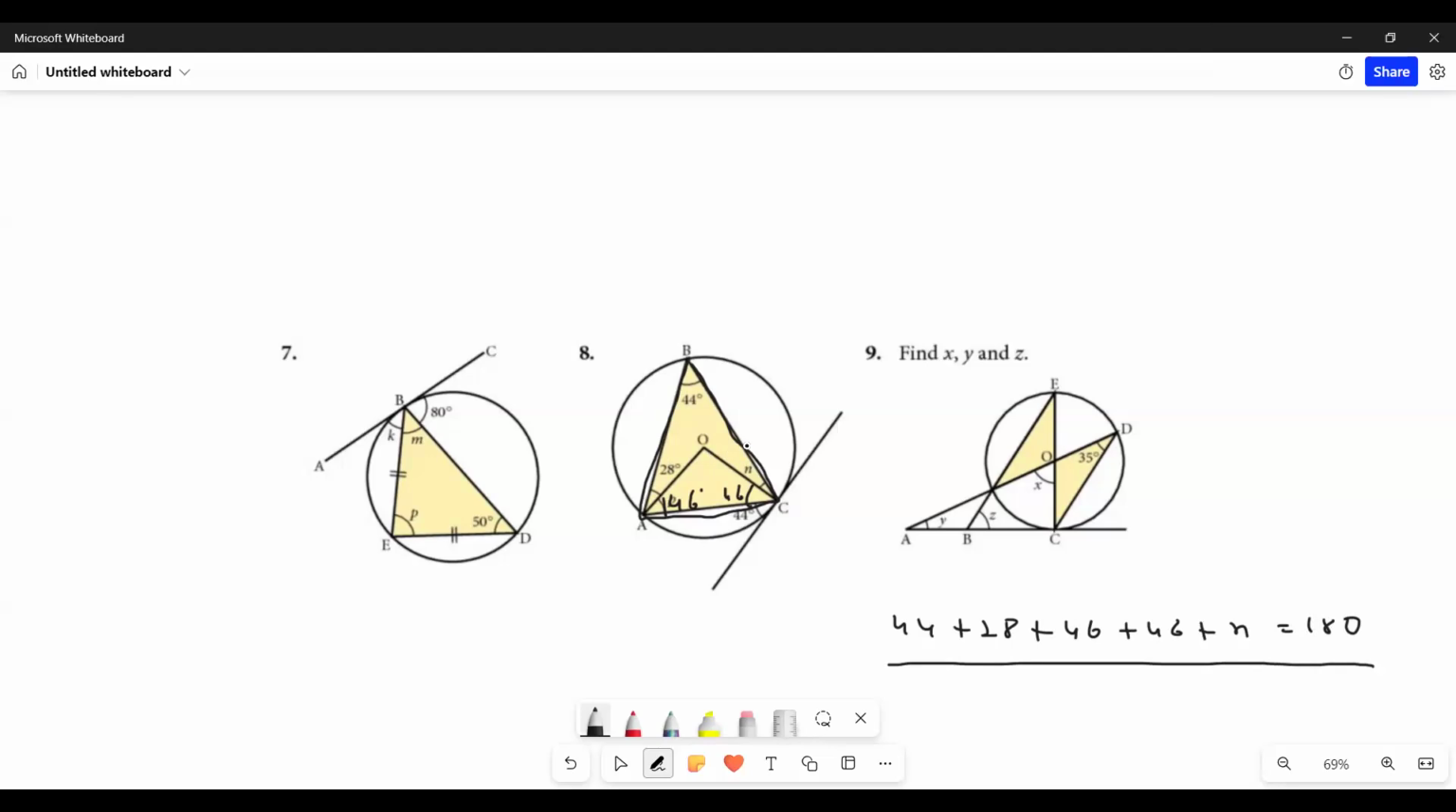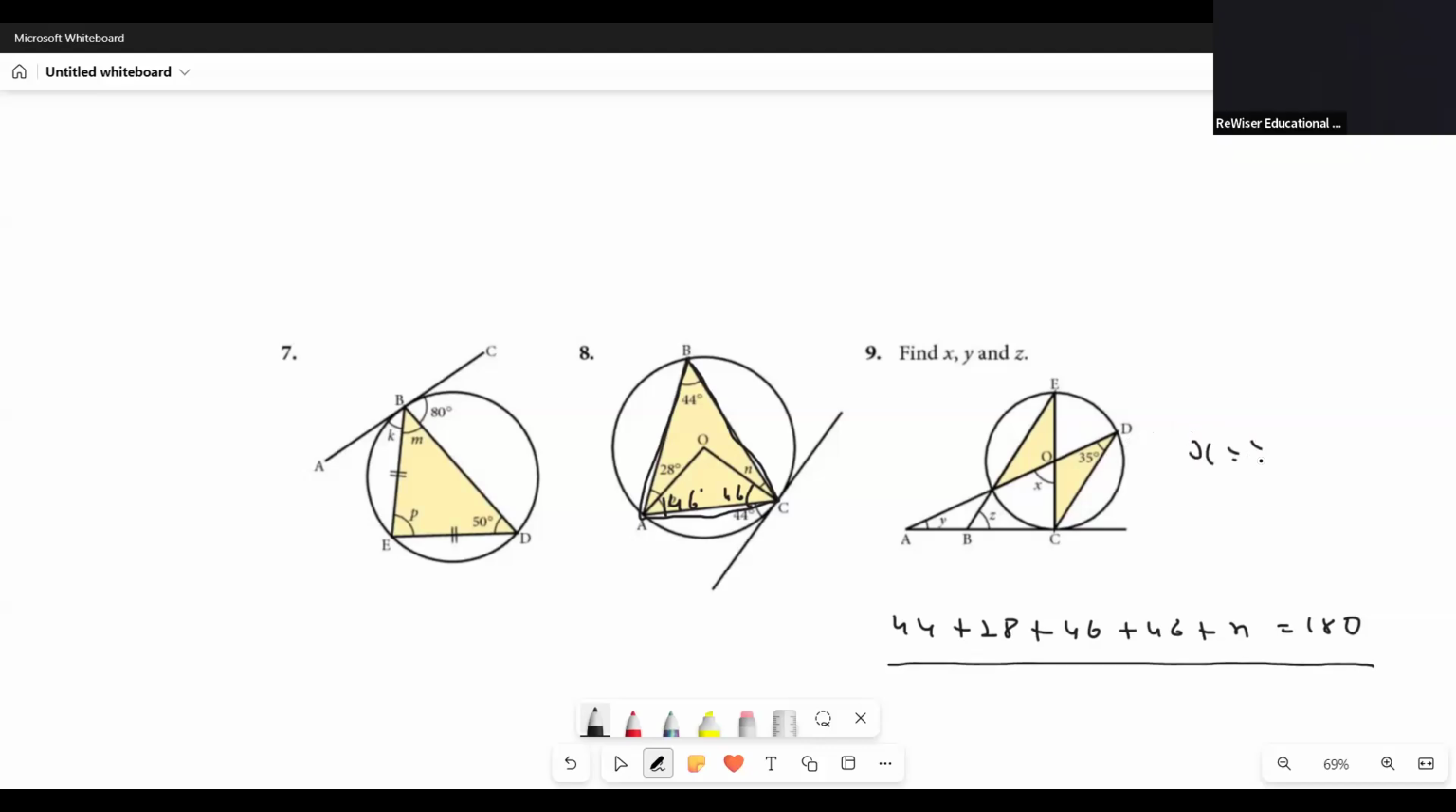X must be 180. Sorry, how much did you say? X is 70. How did you get that? 180 minus 70 gives you 110. So 360 minus 220 gives 140. And 140 divided by 2 is 70.